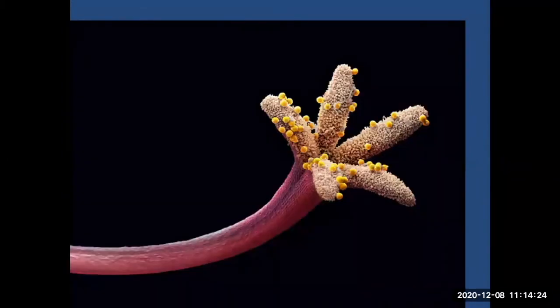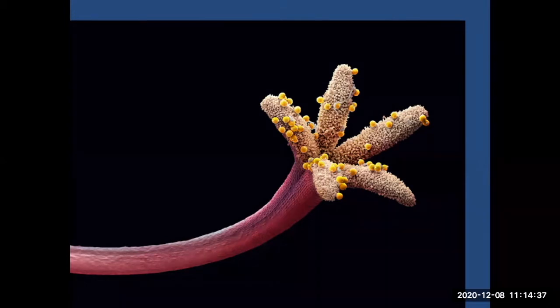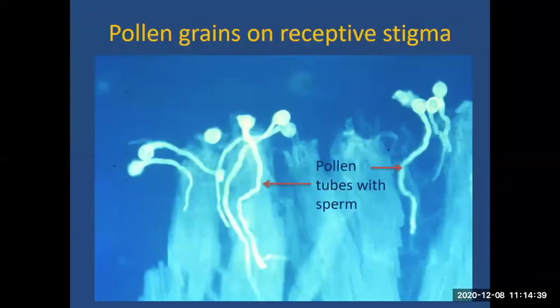Here's just a pretty picture, a close-up of the stigmas of a flower with pollen grains to give you a view of the relative difference in size. Pollen grains are quite tiny. Each of those pollen grains has a sperm inside. So here's a picture of pollen grains on the surface of stigmas. This is a highly magnified picture.